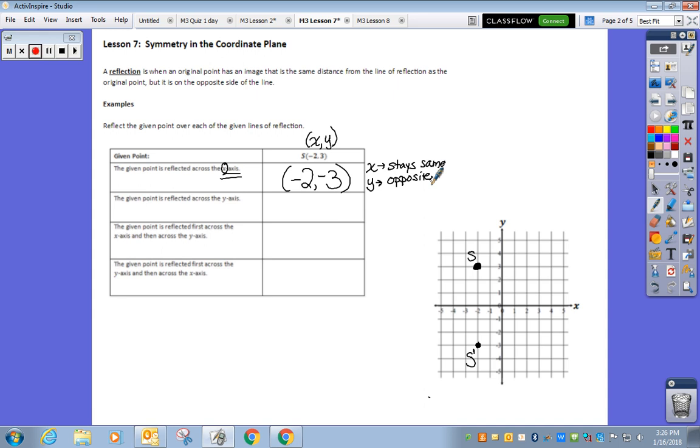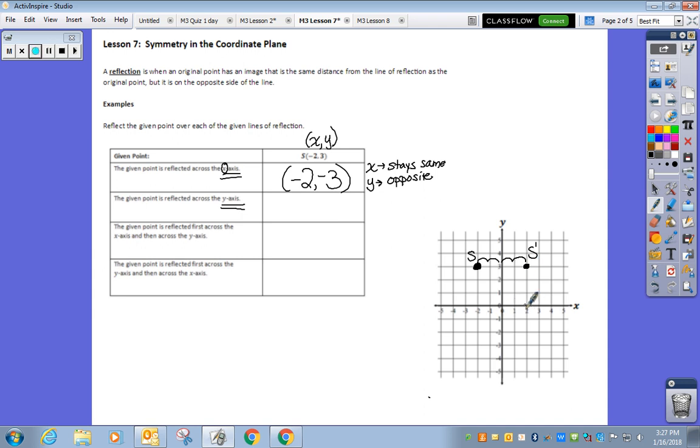I'm going to erase the reflected point because we are now going to reflect the same point we were originally given. This time we're going to reflect it across the y-axis. So here's my y-axis. I'm going to reflect across it, meaning on the same line across, same distance. So this is 1, 2, 1, 2. So our point would go right here. That's our reflected S. So we would go over to +2, up to +3.